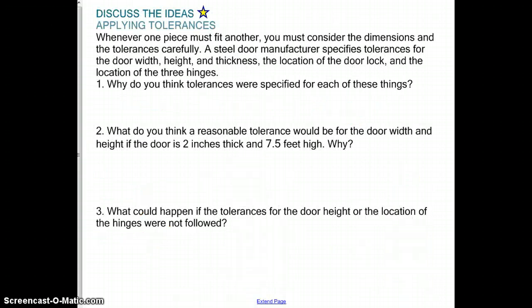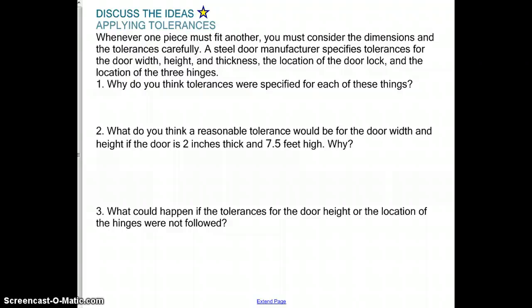All right, so next up we have the discuss the ideas problem. Why do you think tolerances were specified for each of these things? So we have a steel door that gives tolerances for the width, height, thickness, location of the lock, and the location of the 3 hinges. So what would go wrong if you did not have tolerances for this? So for the door, it might not fit flush or close properly. For the lock, it needs to fit into the bolt, so they both need to be in the right place. For the hinge, it needs to be equally spaced and aligned with the frame, or else your door will not open properly.